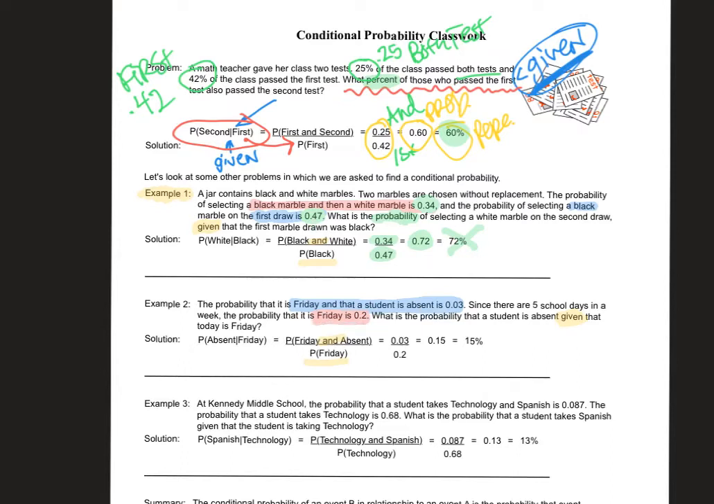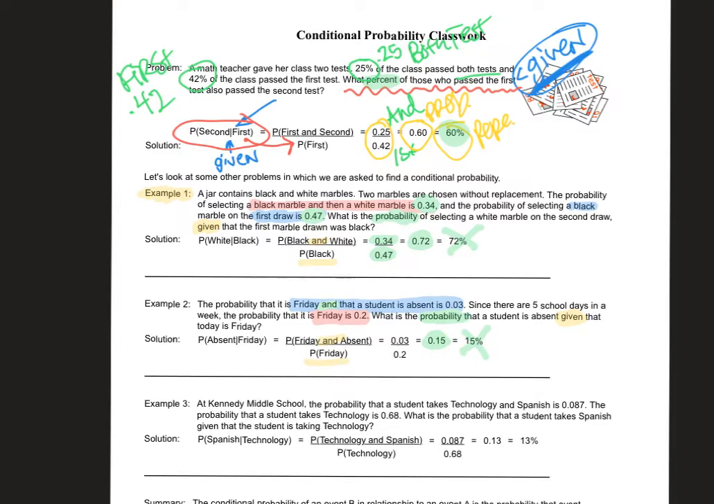What is the probability? So I'm asking for probability, so no percentage. My AND statement goes on top. I'm going to take my AND statement from here, put my 0.03 on the top, and divide it by 0.2, which gives 0.15. That's what I'm asking you for. I do not want percent because I'm asking you for probability.